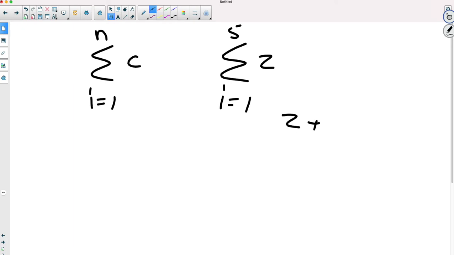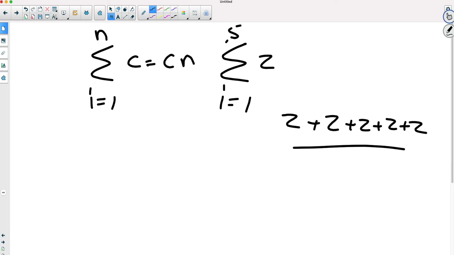Plus, i turns to 2. Put a 2 into i here. There is no i, so it's just 2. So how many 2's am I going to have? 5. I'm going to have 5 of them. Okay, so how many total 2's? Well, I should have n many 2's. So can you see pretty quickly how this is just going to equal c times n? However many 2's we have, that would be the n, so we just multiply it. So this would equal 2 times 5, or 10. Make sense?